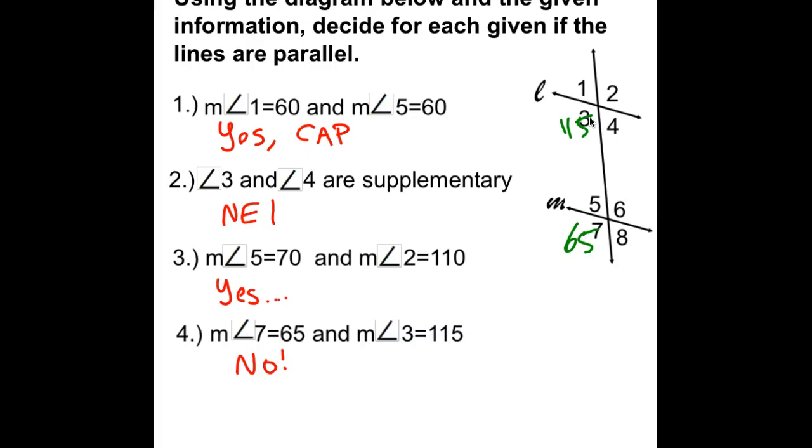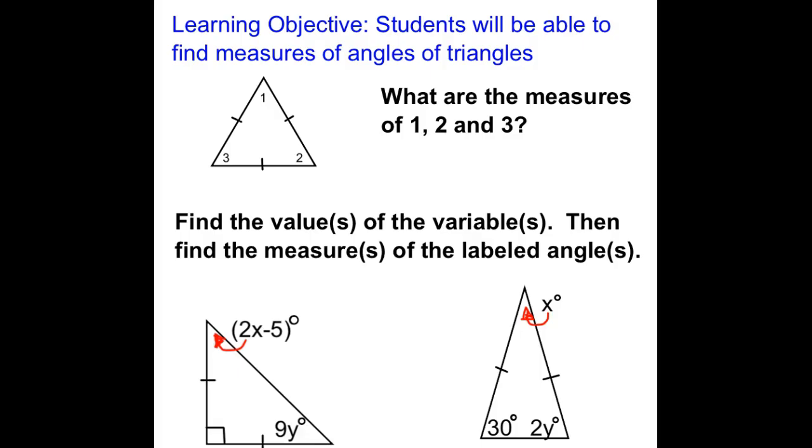All right, so after we established all these converses and original theorems for all these angle relationships, we then got to talk about triangles. So the students will be able to find the measures of angles of triangles. Remember that there is always a really important relationship between the angles of a triangle. They always add up to 180.